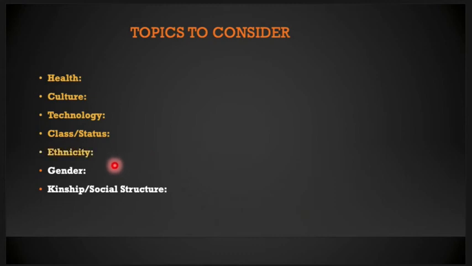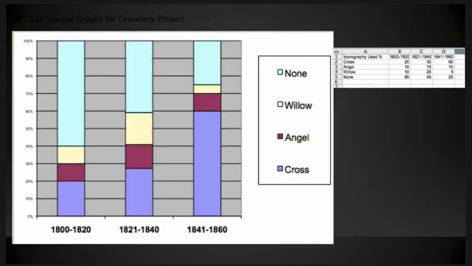Ethnicity, right? You can look at ethnic patterns, so the percentage of different ethnic groups in different time periods. You can look at gender. How does gender correlate with burial treatment or health or some of these other categories? Kinship and social structure, like we talked about before. Do we see shared plots, shared markers, family burial plots over time?